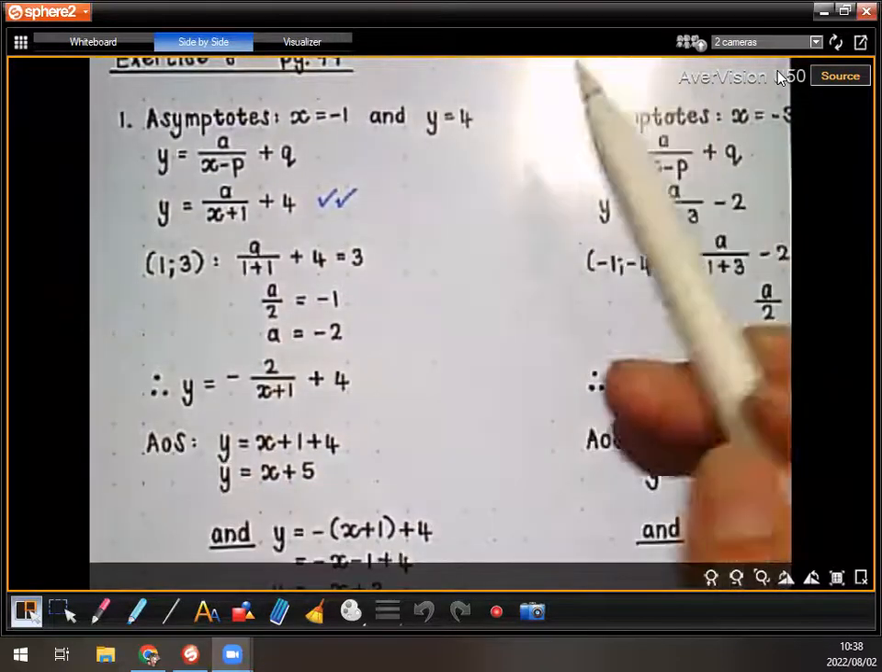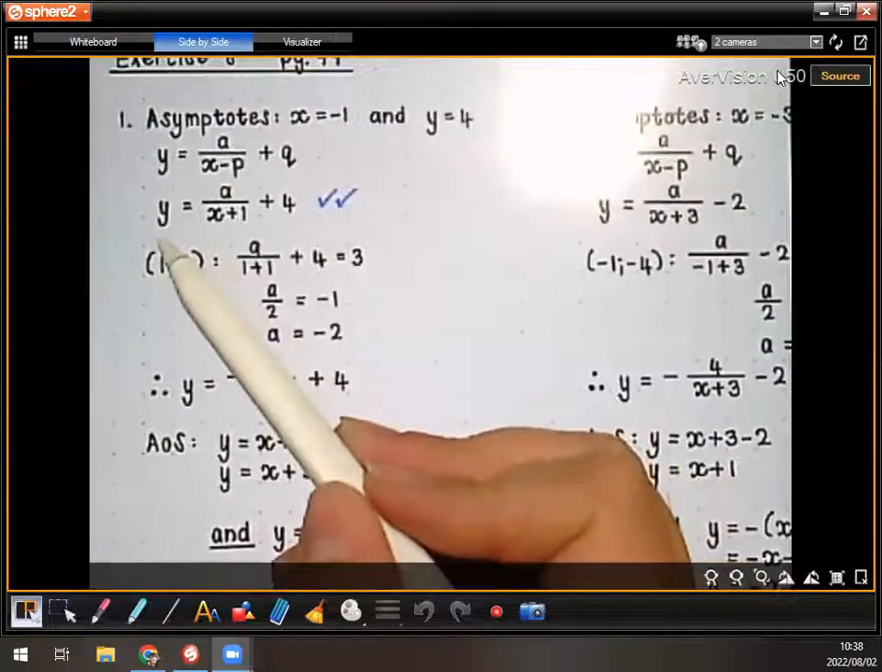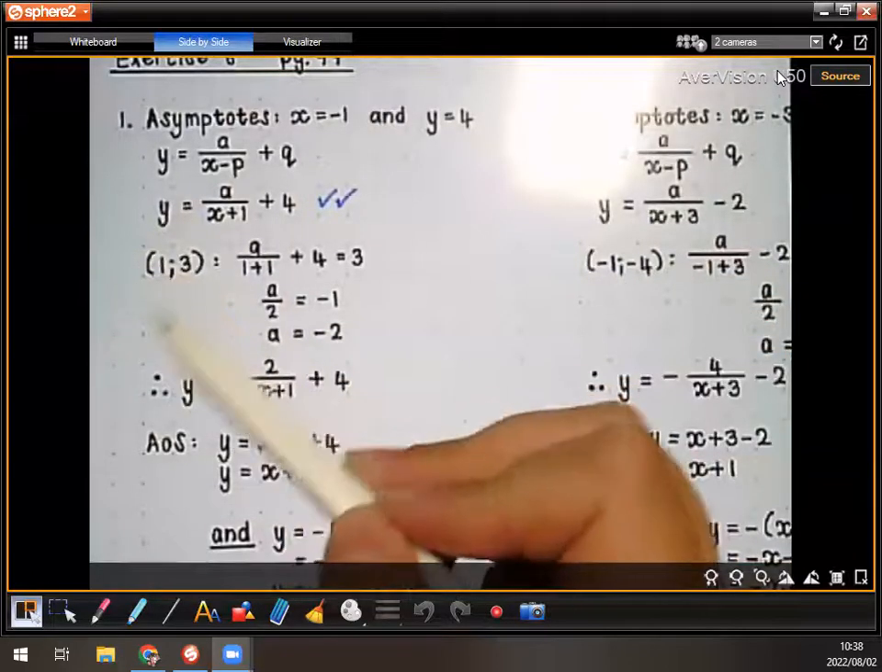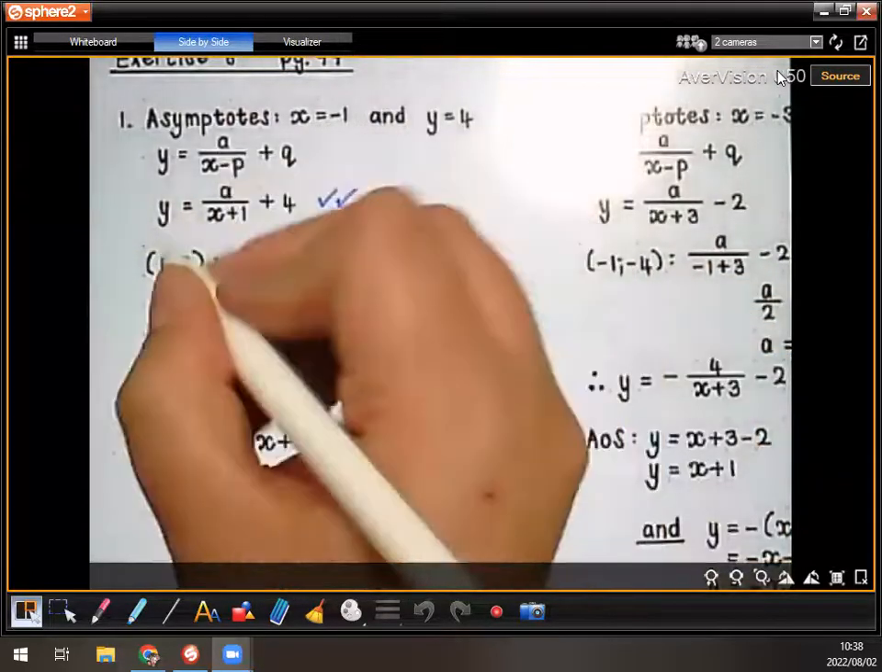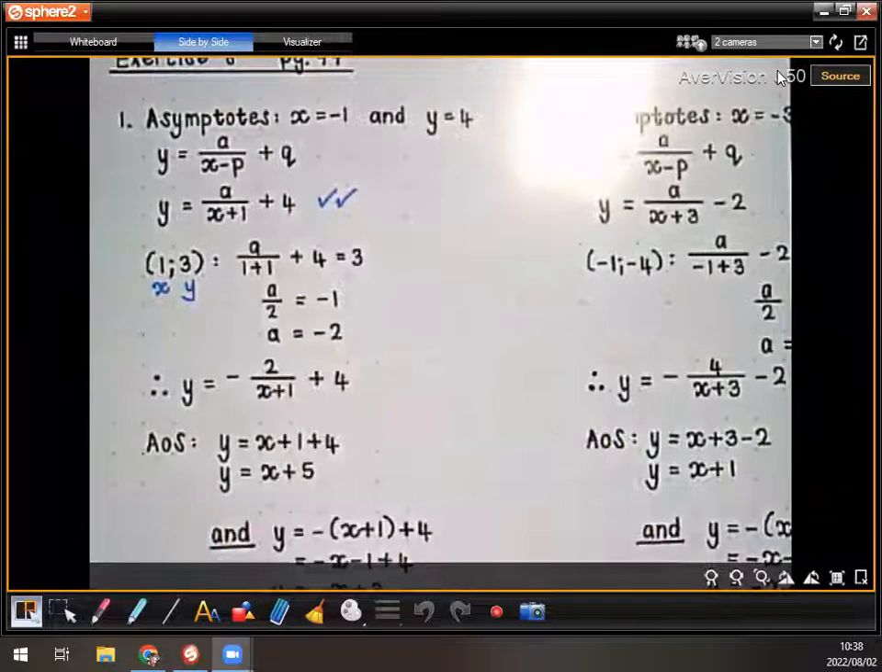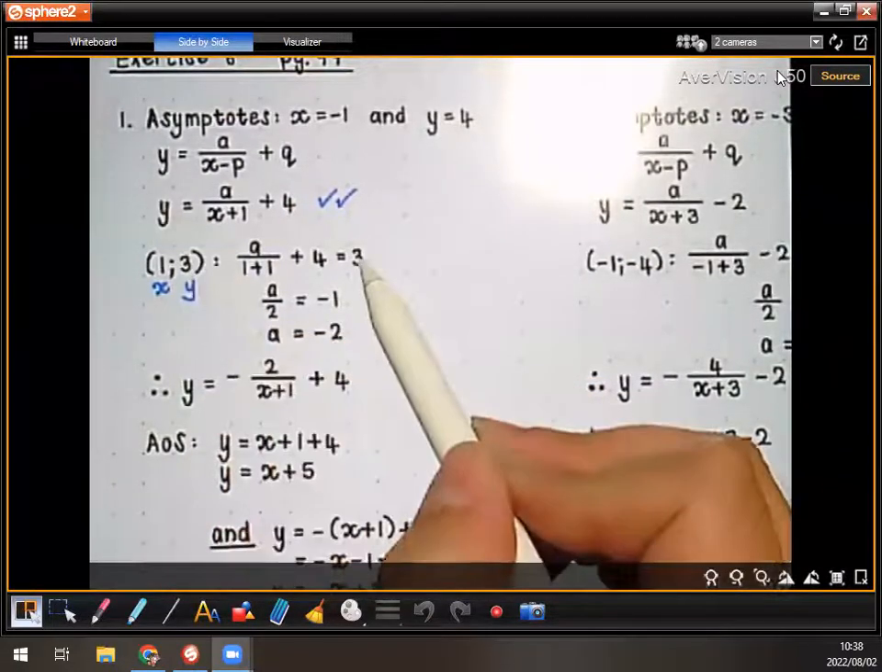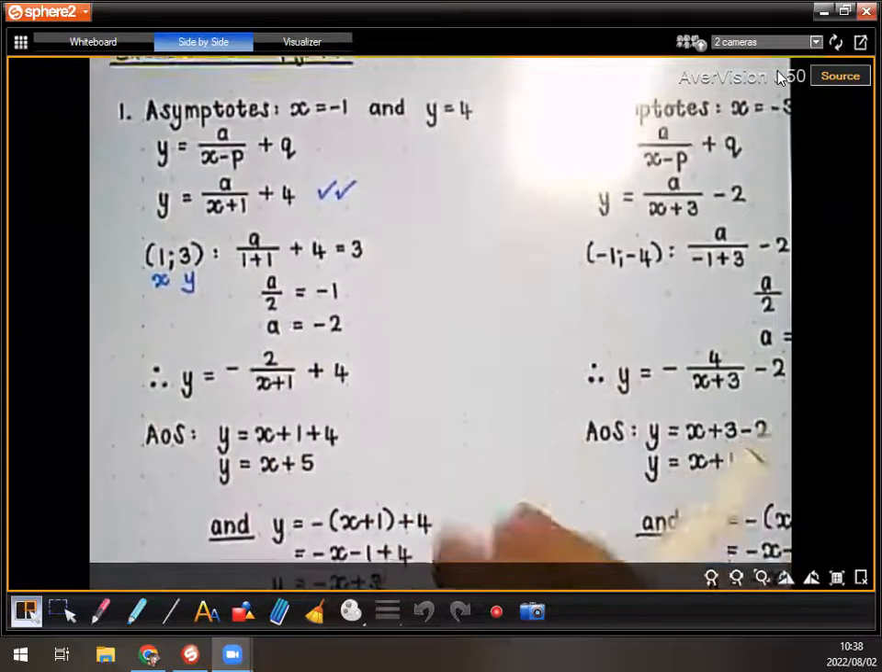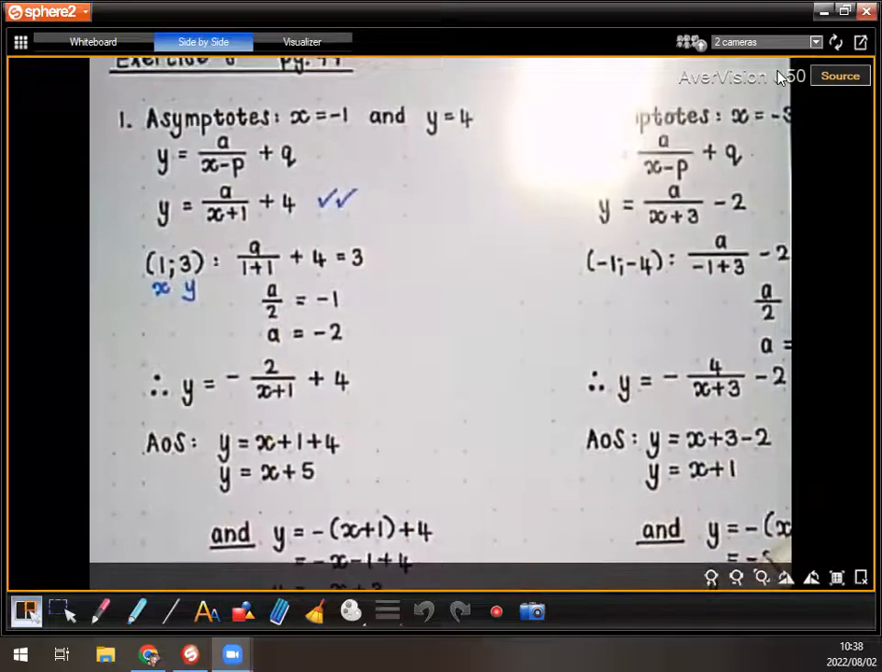Then you need to take the other point they gave you, which is (1, 3). I didn't write it there at the top, but they gave you that point. So now your x value is 1. So that x becomes 1. And your y value is 3. So it's equal to 3. And then you need to solve for a.